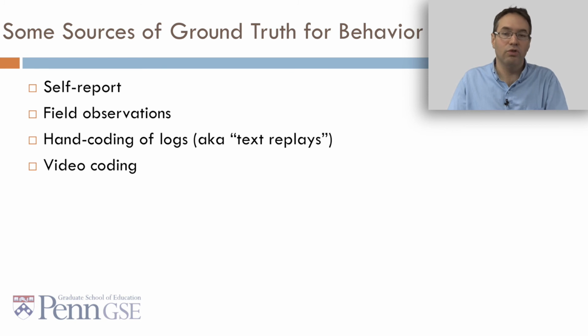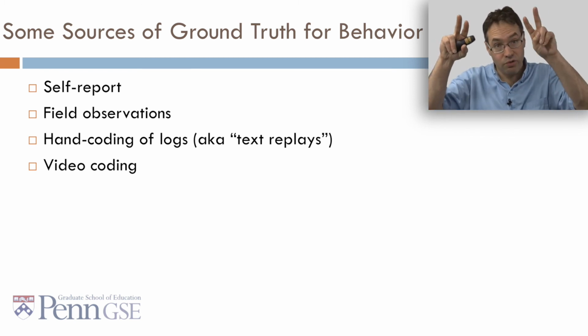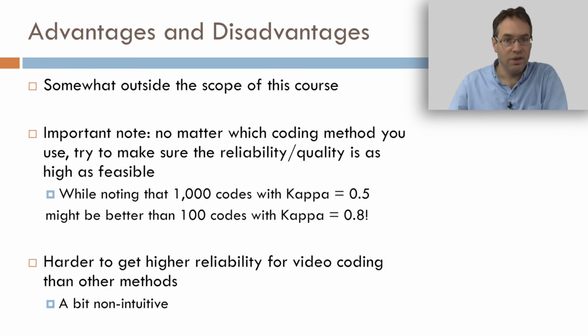There's a lot of sources of ground truth for behavior. Some of them include self-report, field observations, hand coding of logs, aka text replays, and video coding. The advantages and disadvantages of these methods are somewhat outside the scope of this course. But an important note, no matter which coding method you use, try to make sure that the reliability and quality of your labels is as high as feasible, while at the same time noting that 1,000 codes with kappa of 0.5 might still be better than 100 codes with kappa of 0.8. In data mining, as in many other areas, quantity has a quality all its own.